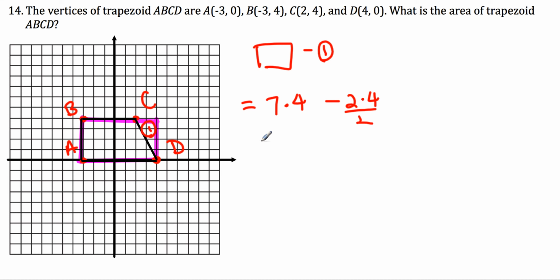Divide whole thing by 2. So here we get these two cancels out. And 28 minus 4, which is equal to 24, becomes our answer.